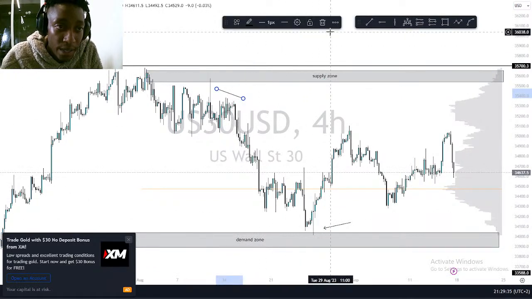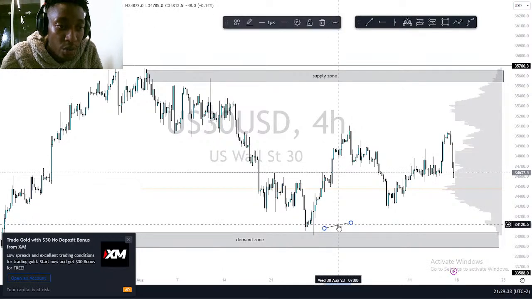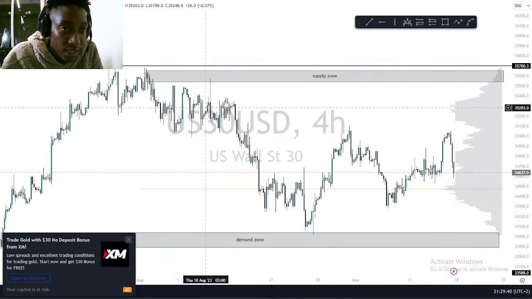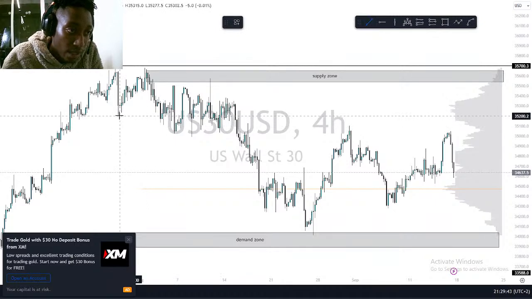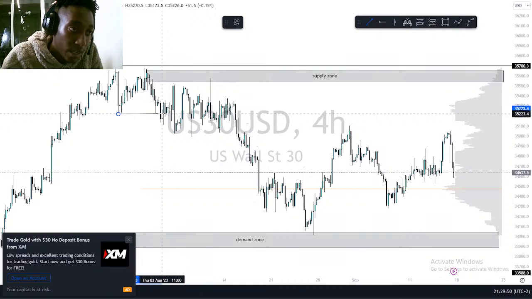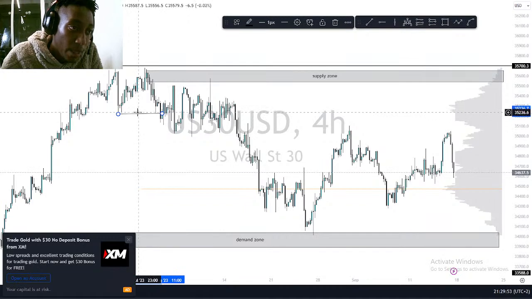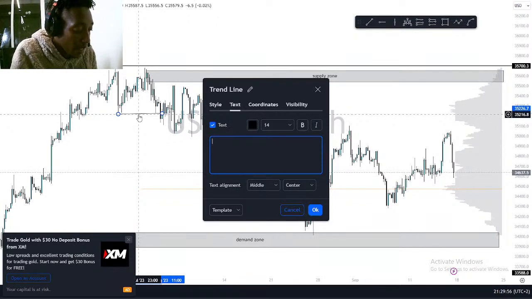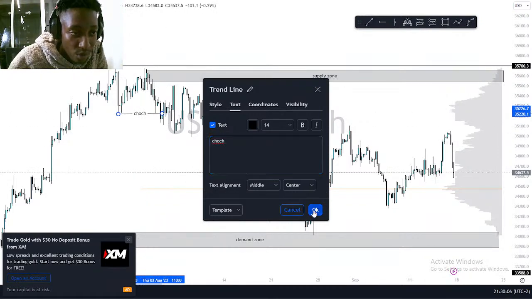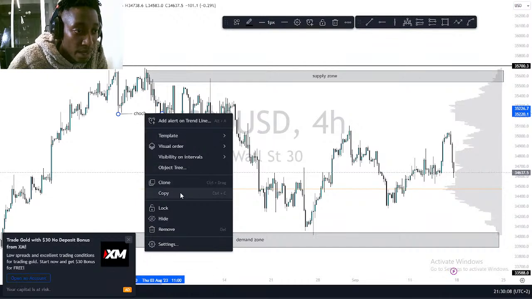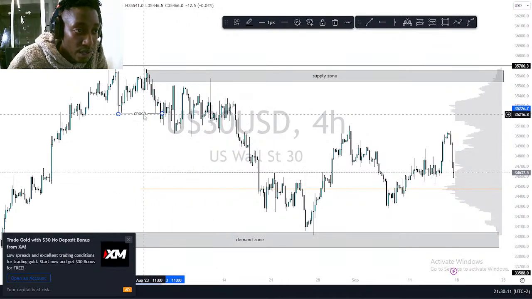But let's look for new and fresh supply zones and demand zones. We can see that the market was on an uptrend, and then suddenly here it gave us a change of character. The market was breaking structures to the upside, and then exactly here it started breaking the first low. Instead of breaking the highs, it started breaking the lows. That's where the market gave us a change of character.